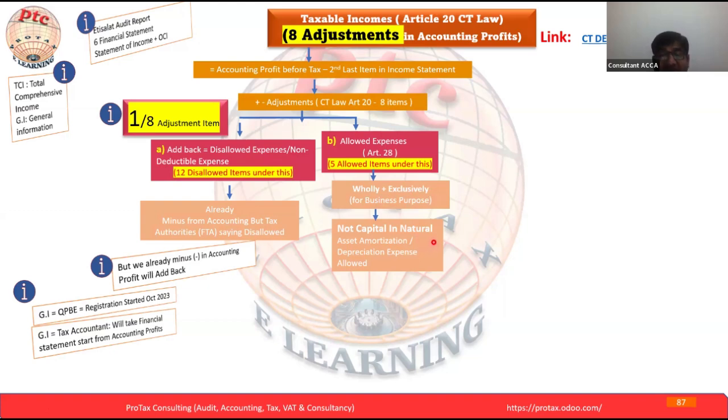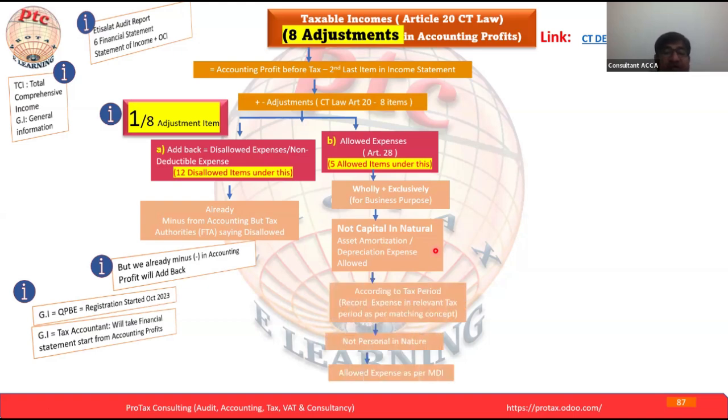But at the same time, we have to ensure they are not capital in nature. In the previous session, we also learned about not being capital in nature. If there is a capital item, the asset amortization and depreciation expense is allowed. If some expenses we made are capital in nature, they will be part of the balance sheet, but we will proceed with depreciation over the life of the asset. We can deduct.